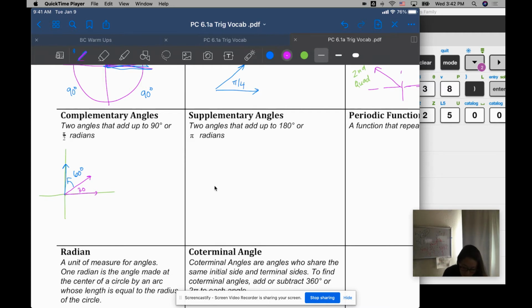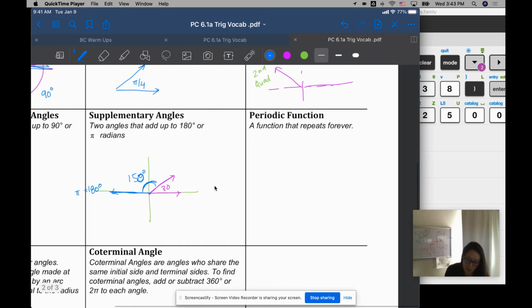Supplementary angles add to 180 degrees. So something like if we started again with our initial 30-degree angle, and then we added on another angle to make 180, the remaining opening would be 150 degrees. Okay, just two angles that add to 180 degrees. In radians, 180 degrees is equal to pi.